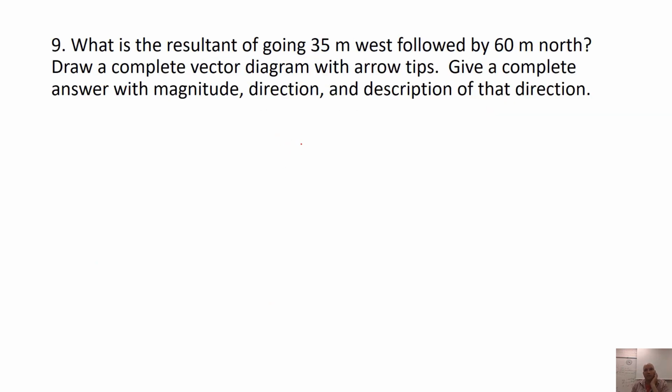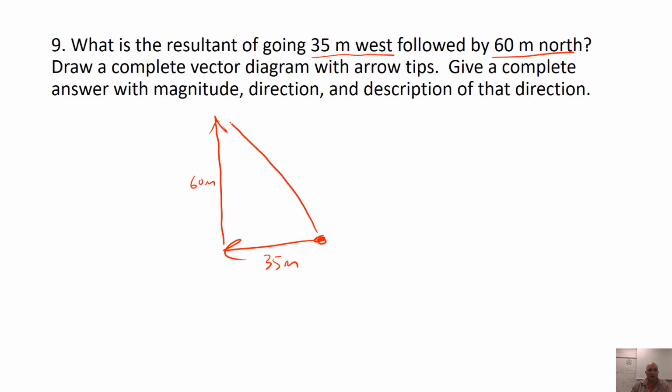Okay, so next, this is another type of problem. We're going 35 meters west followed by 60 meters north. So we're drawing a complete vector diagram. It doesn't have some sort of angle in here, so we don't have to break it into anything else. We can just go ahead and draw an origin dot. And I told you in class that just so we can check our answers, do the first one first. So we're going to go 35 meters west, and we're going to follow that up by 60 meters north.